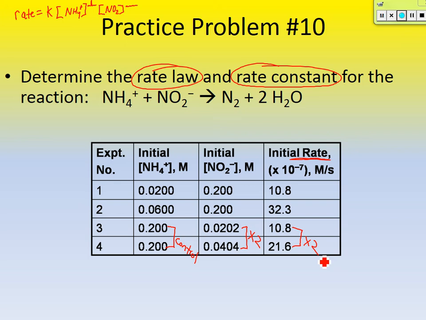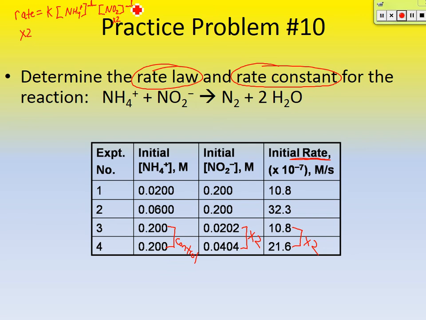Now we got to think about it. If you double the concentration of NO2, so I double that one, what exponent would have to go there so that we also double the rate? A 1. So that is first order with respect to NO2.